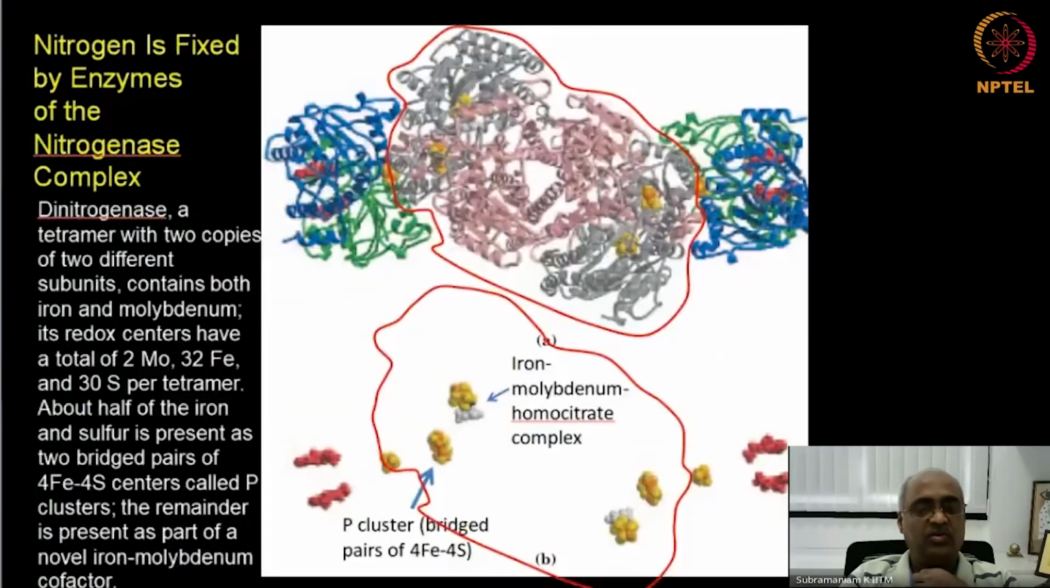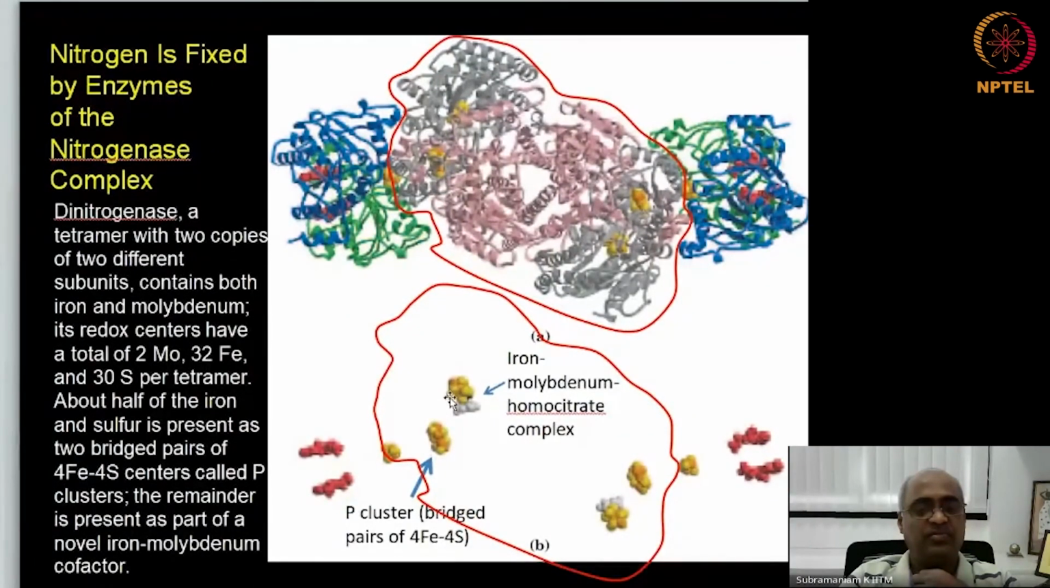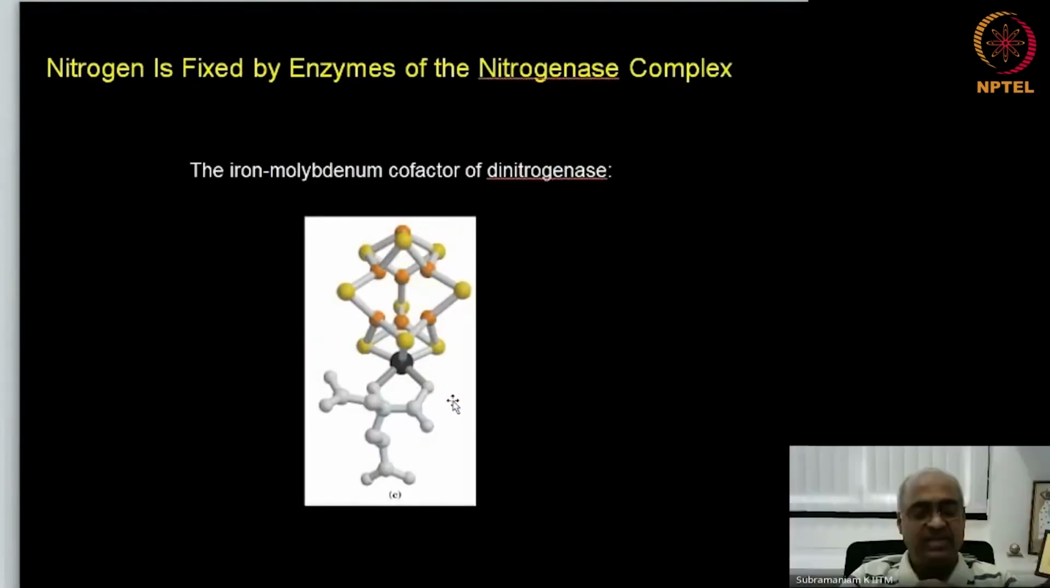This is a close-up of the iron-molybdenum homocitrate complex, because we are encountering this only here and nowhere else. This shows the structure. This black one is the molybdenum. We do not know why molybdenum is specifically chosen for this. We do not have such an elaborate answer as we had for manganese in the water splitting complex. Here the orange ones are the irons, the yellow ones are the sulfur, this is the molybdenum, and this is the homocitrate. The gray ones are the homocitrate.